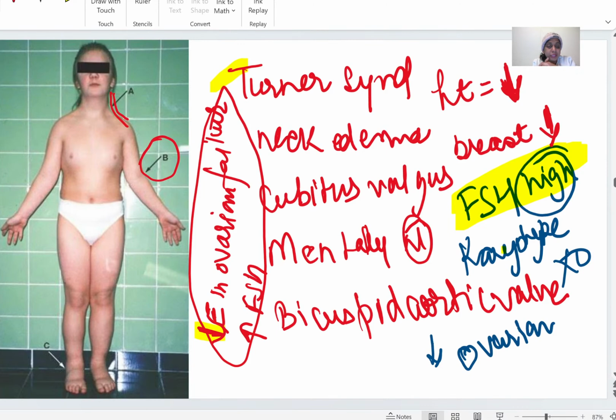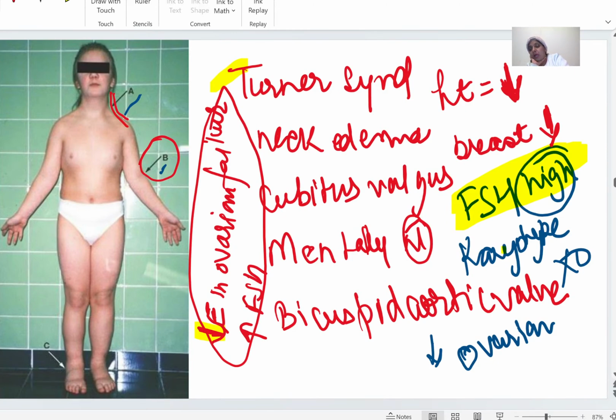Okay. This is a girl with Turner syndrome. Height is decreased in this girl. Breast is absent, almost absent. The features which will help you to diagnose are the cubitus valgus and the neck edema. Mentally, they are normal. The heart problem which they have is bicuspid aortic valve. Okay. The karyotype is XO. Bar bodies are absent. And very important, FSH is high. Their ovaries are not functioning. So estrogen is decreased and FSH is high.